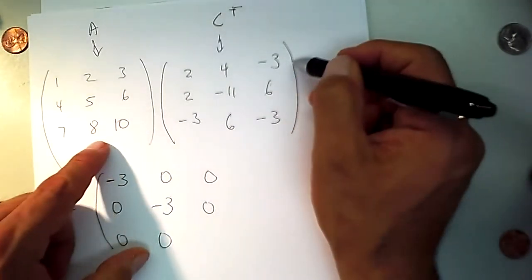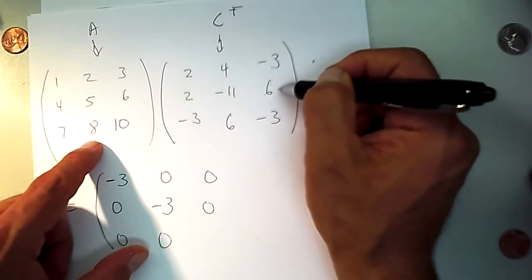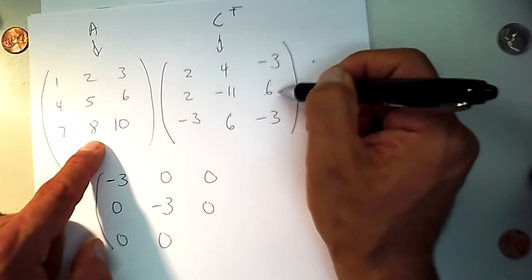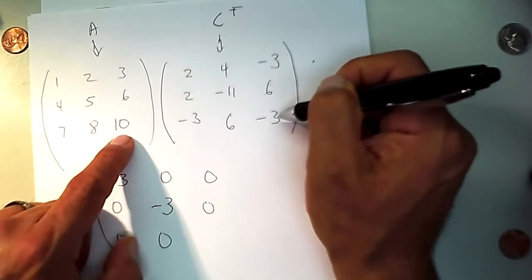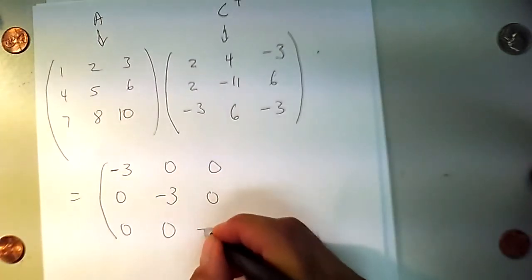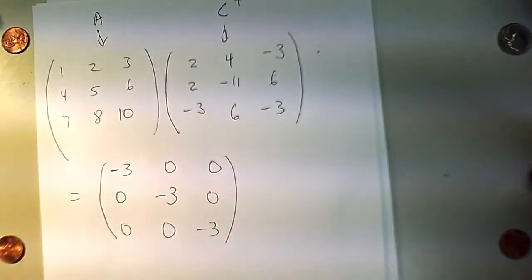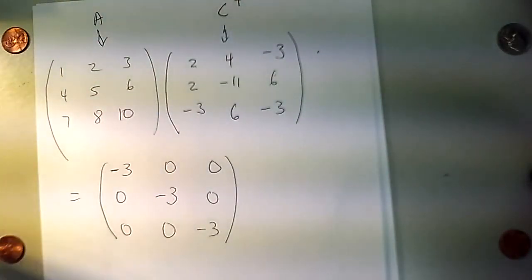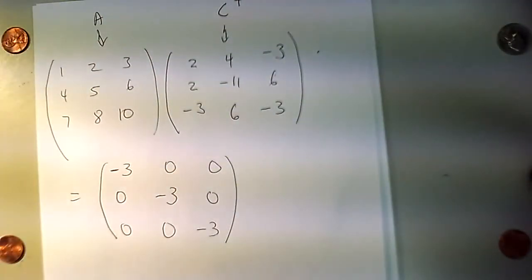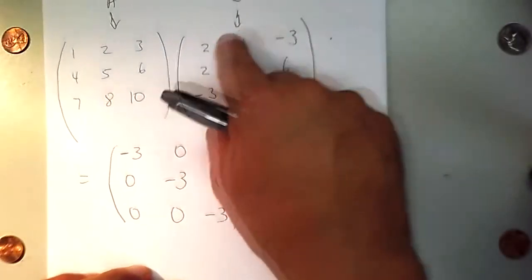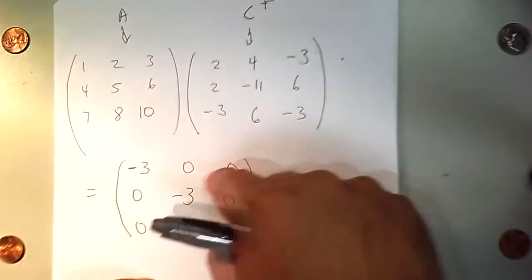Boy, that's not easy. 6 times 8 is 48. Okay, so I'm going to start with 48. Minus 30 is 18. Minus 21 is negative 3. So we don't end up with the identity, but we are really, really close with obtaining the identity, as you can tell. It's almost the identity. So this means that this is not the inverse of this, but we are close.